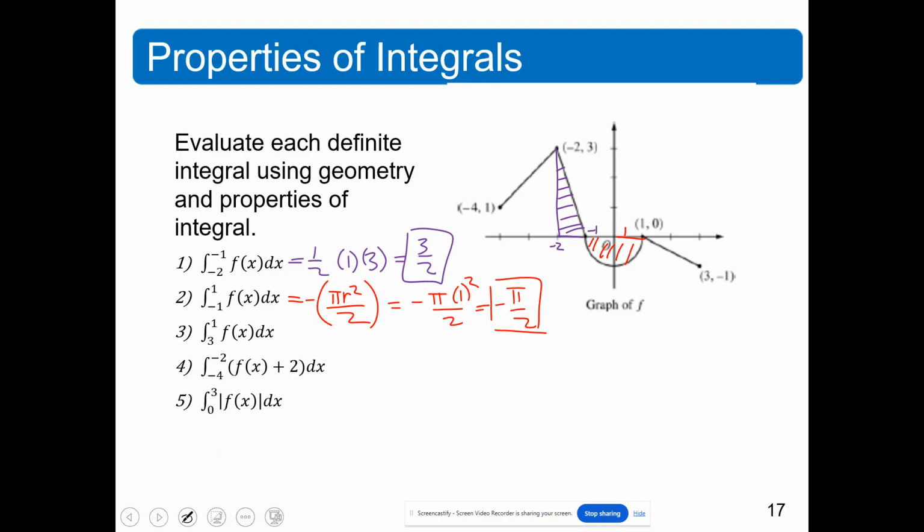And then the rest of these answers, this one turns out to be 1, this one turns out to be 8, and this one turns out to be pi over 4. This one. And these absolute values are going to make anything that's below the x-axis become positive. So it's basically going to take this triangle here and flip it over, and then we're only going to get a quarter of the circle instead of half of the circle. So everything just becomes positive.